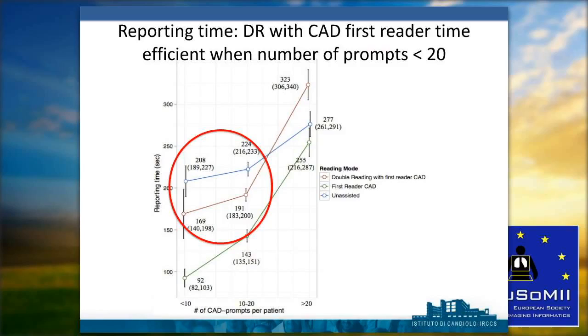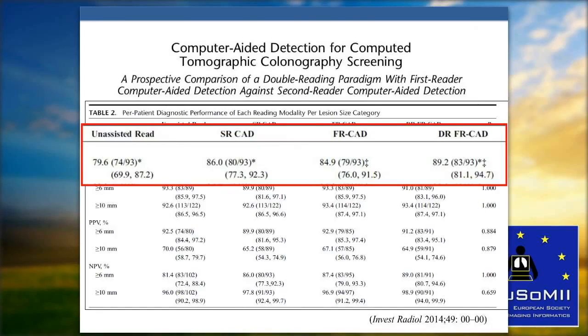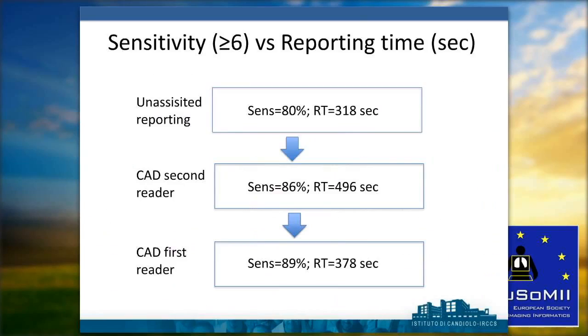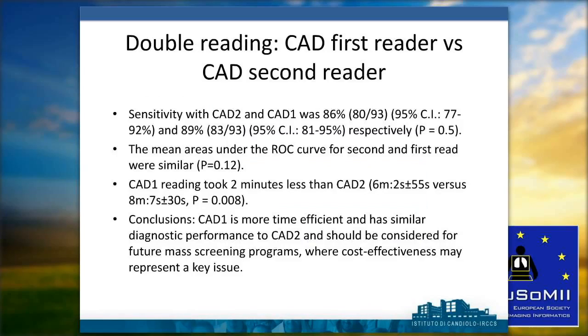Here, this brownish line is double reading with CAD first reader, and this is unassisted read. So unless we had a large amount of prompts, we would have much faster reading. This was confirmed by another work published in Investigative Radiology, where we compared first reading with second reader paradigm, and we actually also showed that the most effective reading paradigm was CAD as a first reader.